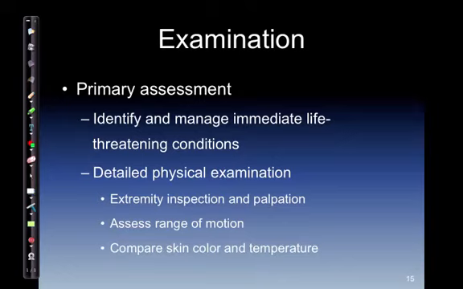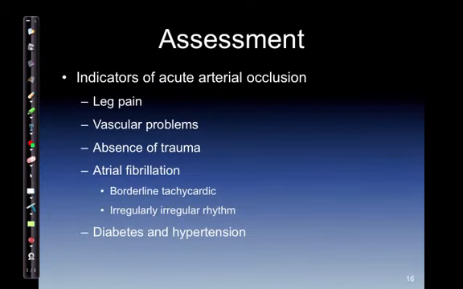On examination, the primary assessment, identify and manage immediate life-threatening conditions. Detailed physical exam, including extremity inspection and palpation, assess the range of motion, and compare skin color and temperatures. If the limb is ischemic, it will be cooler and not have as much color to it. Capillary refill might be your first indication. Assessment. Indicators of acute arterial occlusion would be things like leg pain, vascular problems, absence of trauma, atrial fibrillation. They're borderline tachycardic and have an irregular rhythm. Diabetes and hypertension.